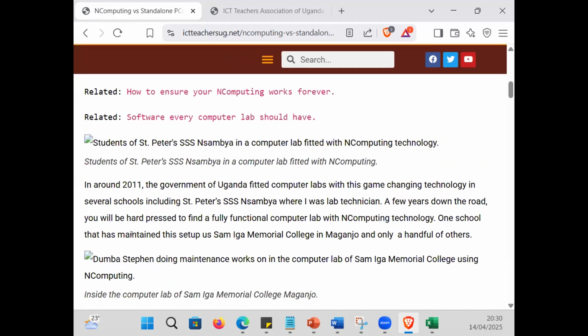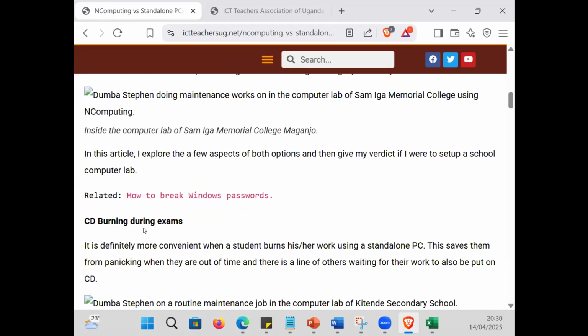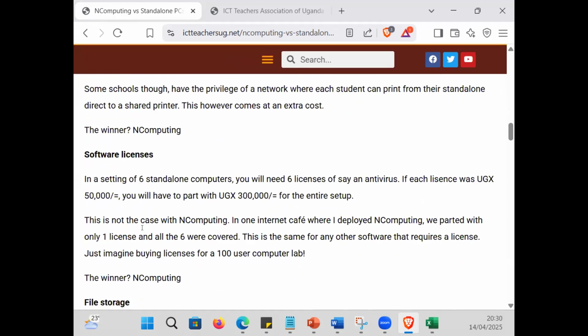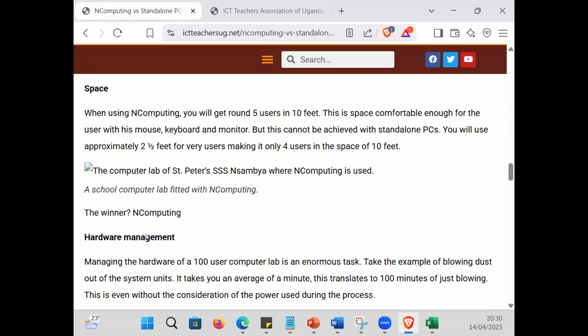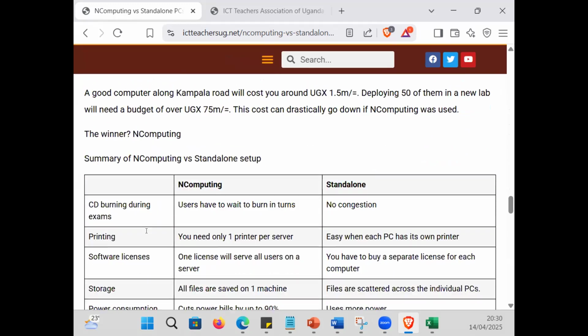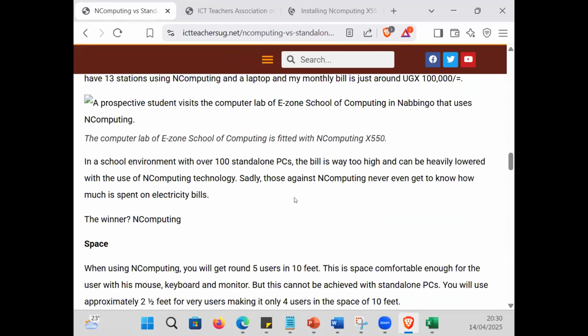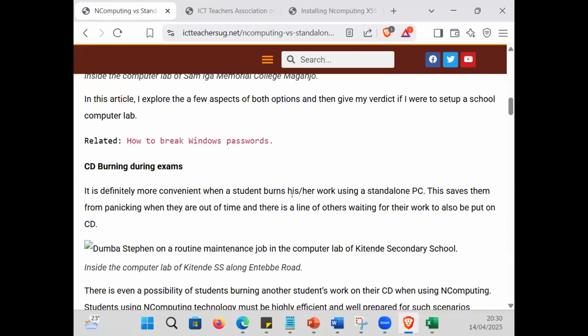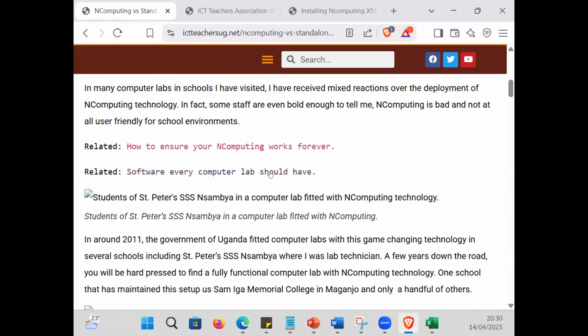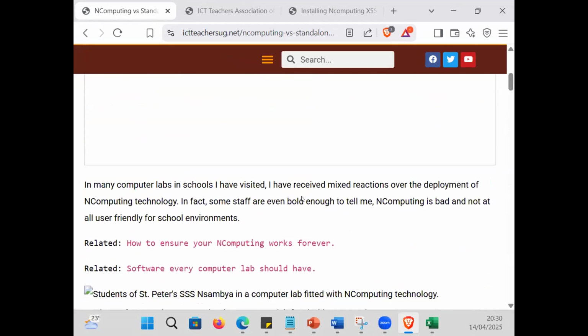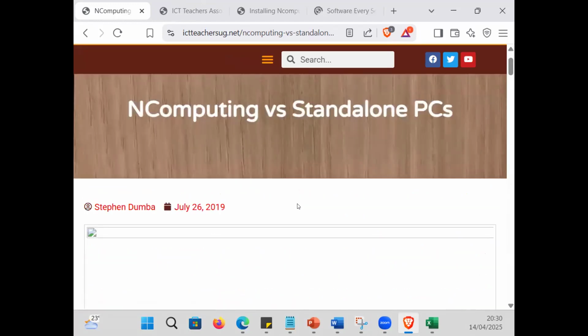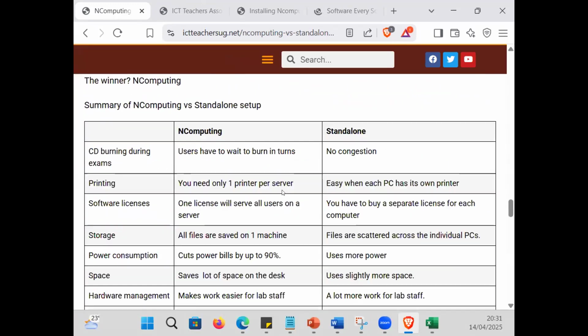So there are several articles. In one of the articles, Mr. Domba, who wrote this article, was trying to compare. And also there are other articles on installing any computing. Any computing is something to do with thin client technology. So we have several articles here that can help us.